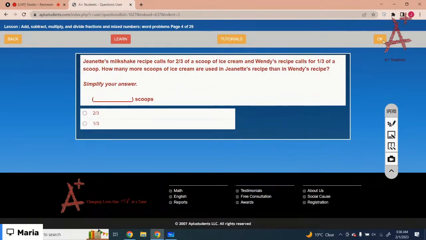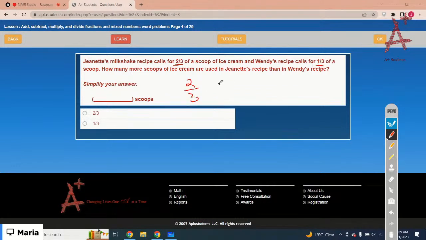Okay, the next one is: Janet's milkshake recipe calls for 2/3 of a scoop of ice cream and Wendy's recipe calls for 1/3 of a scoop. How many more scoops of ice cream are used in Janet's recipe than in Wendy's recipe? So you have to subtract, because Janet uses 2 by 3 and Wendy uses 1 by 3. So you have to do 2 over 3 take away 1 over 3. They have like denominators, so simply subtract their numerators. 2 take away 1 is 1, so 1 over 3. That means 1/3 more scoops are used in Janet's recipe. The correct option is 1 over 3.